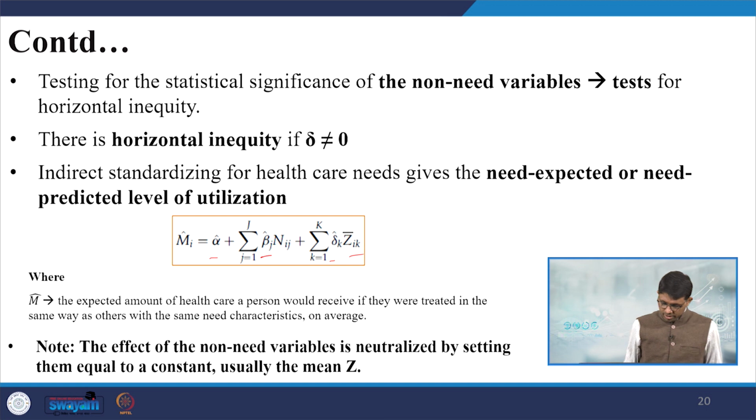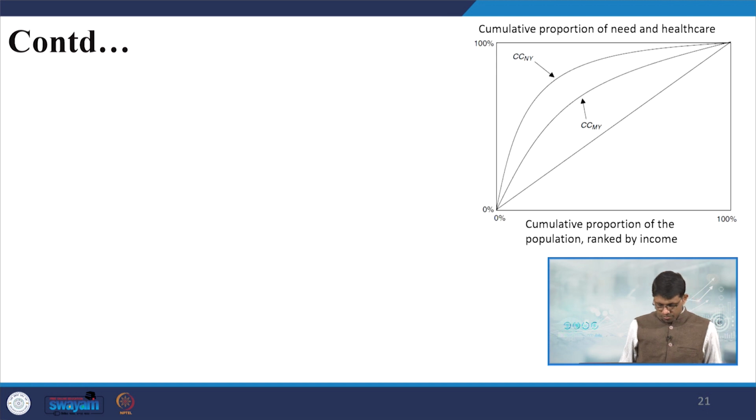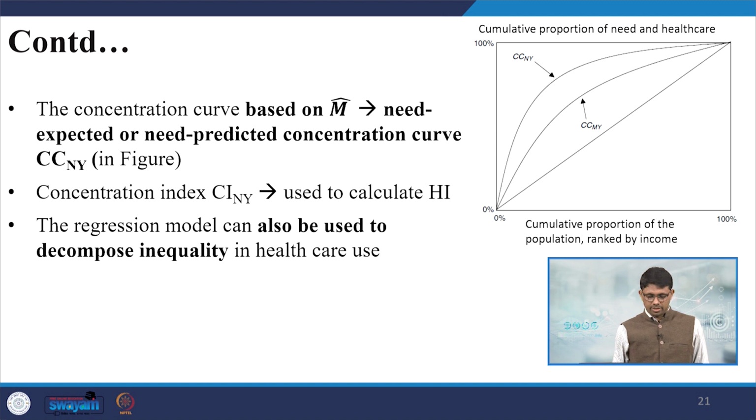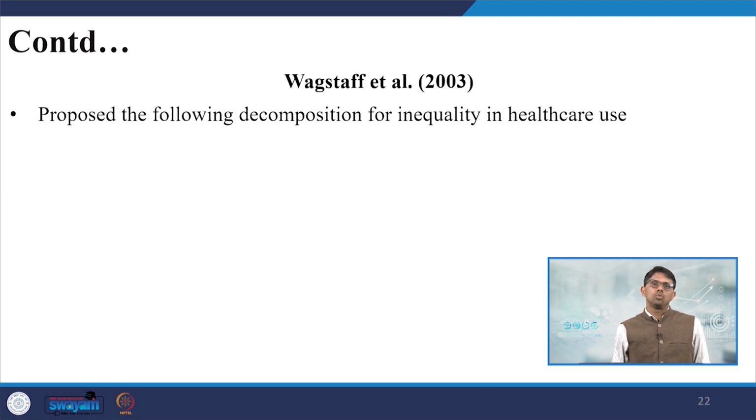The effect of non-need variables is neutralized to predict the impact of need on healthcare need-based requirement for healthcare access. Okay. I think I have already mentioned the concentration curve based on M hat, that is the need-expected or need-predicted concentration curve, which is presented in the figure, and the regression model can also be used to decompose inequality in healthcare use. Wagstaff et al.